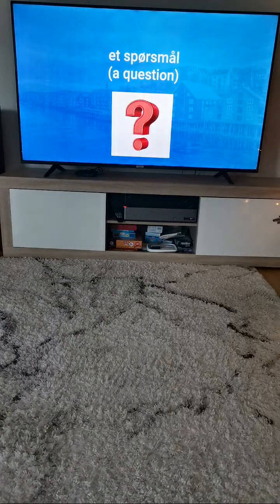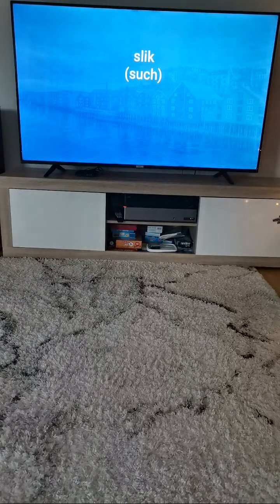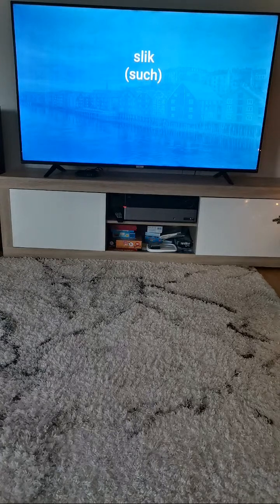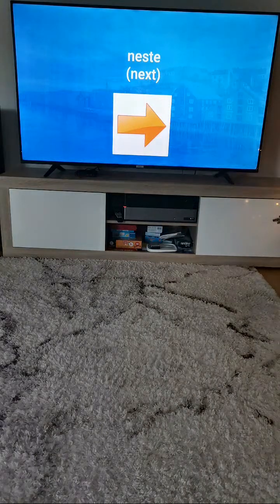Question is et spørsmål. Such is slik. And mine is min or mitt, which also is depending on the gender of the noun that you're talking about. Political is politisk. And next is neste.